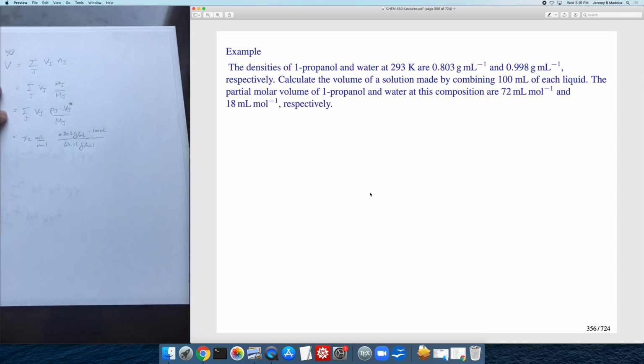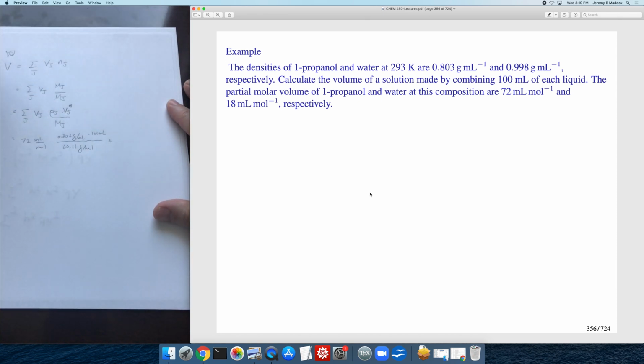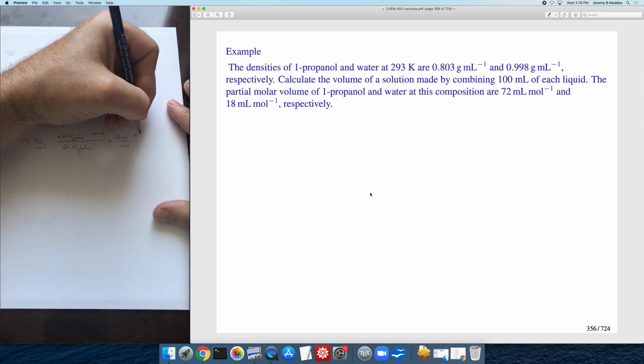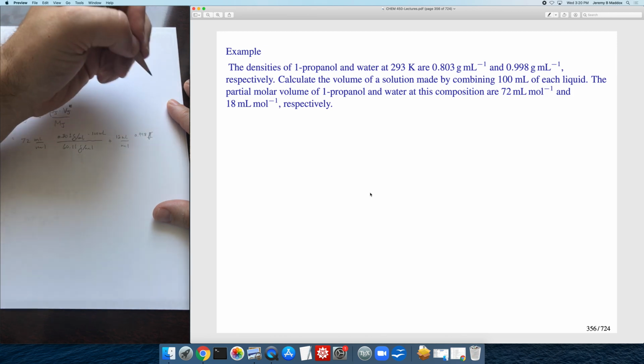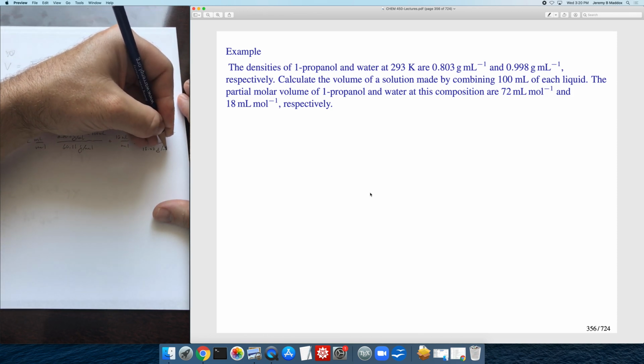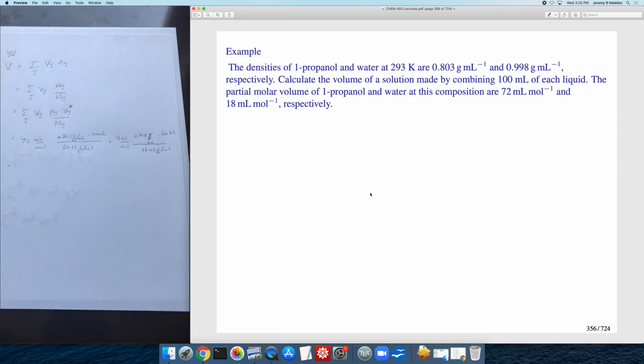And then we're going to have a similar term for the water. The water has 18 milliliters per mole. The density is 0.998 grams per milliliter times 100 milliliters. Divide that by 18.02 grams per mole. And then we'll just run these through our calculator. And I'm getting 195.9 milliliters.